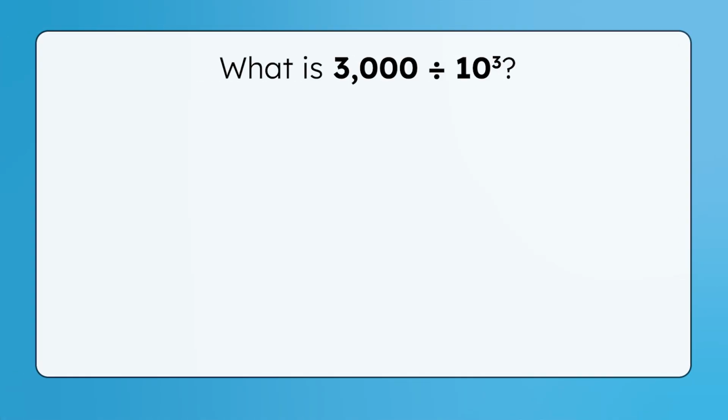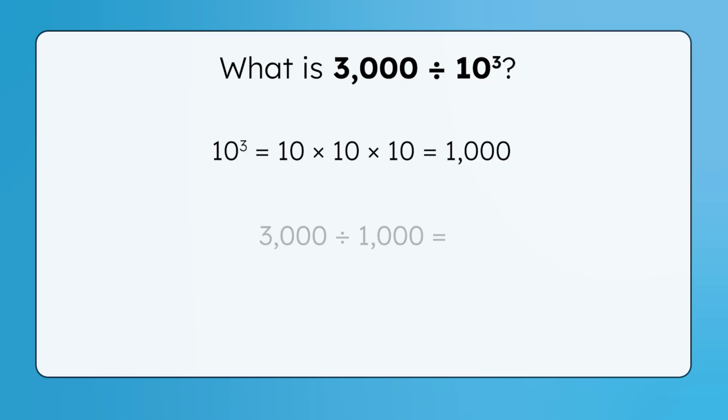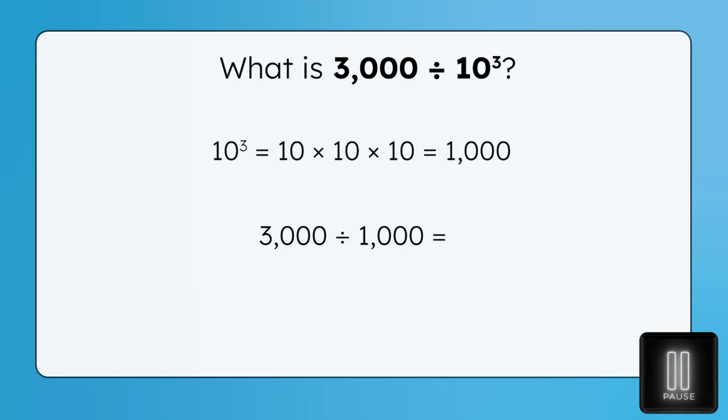We know multiplication and division are inverses, or opposites. So, will division by a power of 10 have the opposite effect of multiplication? Let's find out with 3,000 divided by 10 to the third power. First, what is the value of 10 to the third power? 10 times 10 times 10 is 1,000. Now, we'll divide 3,000 by 1,000. Pause here to find our answer.